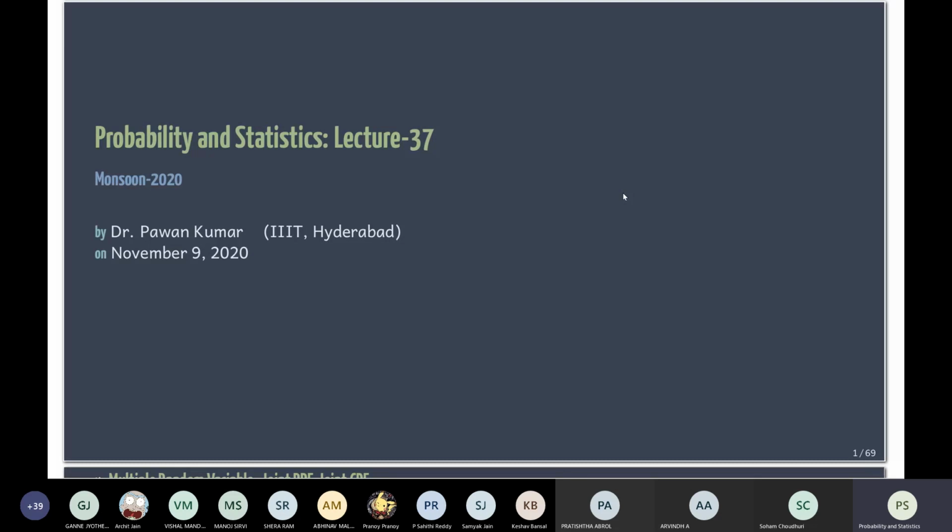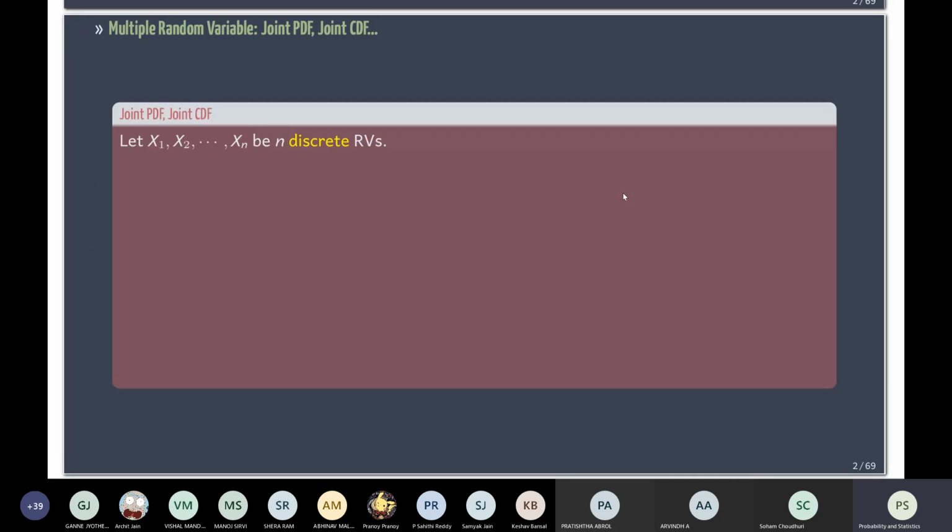So, good morning. We will continue with lecture 37, and we will go to the multiple random variable case. Let us consider n discrete random variables. As usual, we start with the discrete case, and we have here n discrete random variables. Then for the multiple random variables, the joint PMF will be defined like this. This is the usual notation that has just been extended to n random variables.